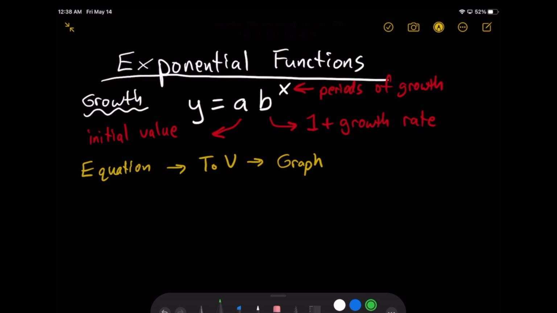In our example question, let's take a look, and our equation is going to be y equals 3 times 2 to the power of x. Let's also describe in words what's happening here. So our starting value is 3.